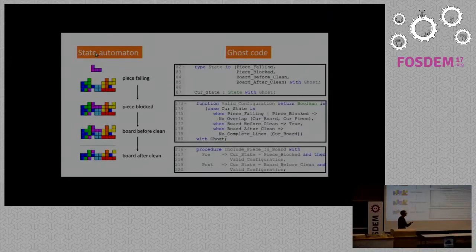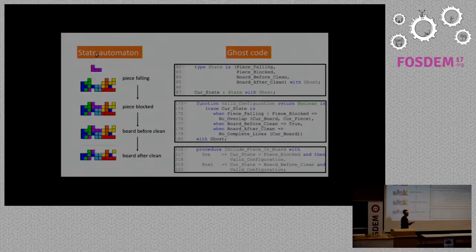And then a valid configuration discriminates on the value of the current state. So for example, for the first 2 states, we want to ensure that the current piece is not overlapping with the current board. Afterward, it doesn't matter because there's no current piece anymore. And we want for the last states, after clean, that there are no complete lines. So the 2 functions we defined before, we call them here as part of the valid configuration, and that depends on the current state. So that's, again, a ghost function.